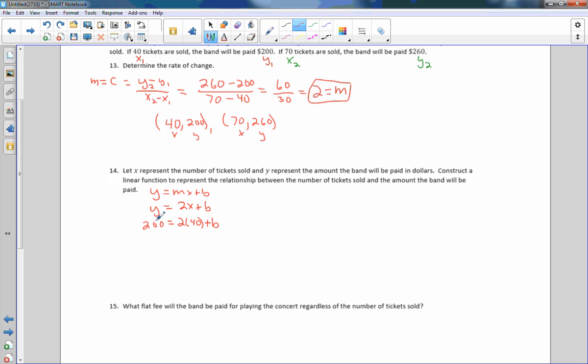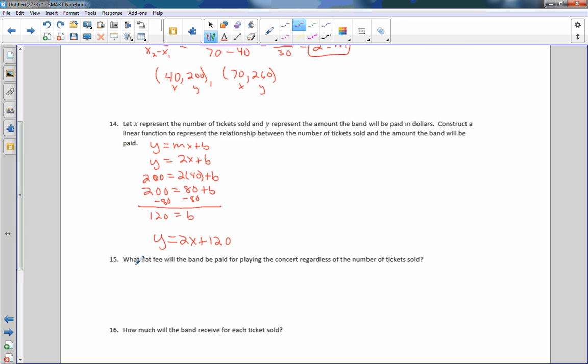So now that I've substituted in a y, an x, and the m, the only thing I don't know is b. And in algebra, we can solve for one unknown. So 200 equals 80 plus b. When I subtract 80 from both sides, I get 120 equals b. So therefore, the equation now is y equals 2x plus 120. $2 per ticket plus a flat rate of 120 bucks is what the band is getting paid. So then I just answered the next question.